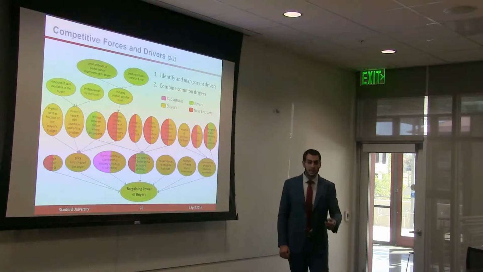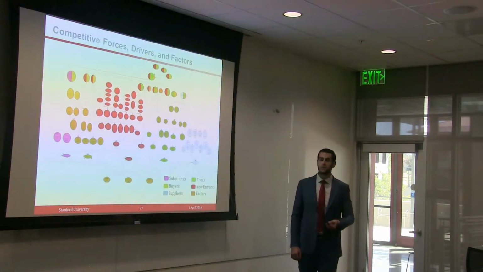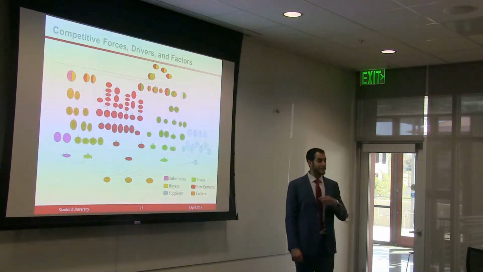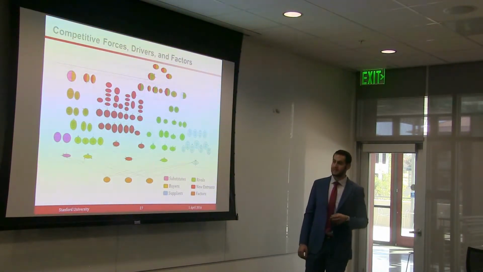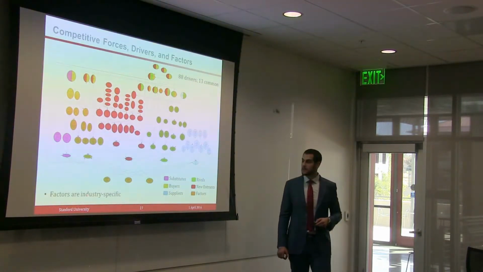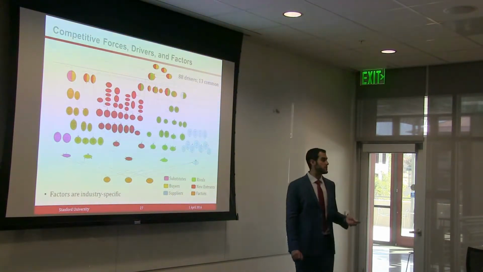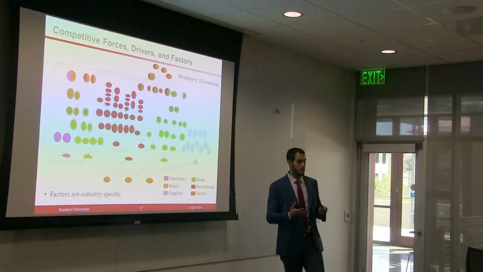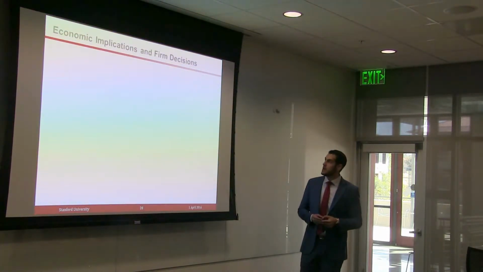Okay? And then you do the same thing for all 4 forces, and you end up with something that looks like this. Now, I don't expect you to read the bubbles. I just want to give you an idea about the scale. In this model, we have 88 different drivers. 13 of them are shared. And we do the exact same thing with the factors, but the factors are industry specific, so we cannot really generalize their modeling.